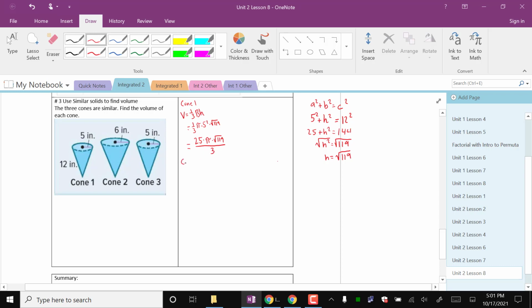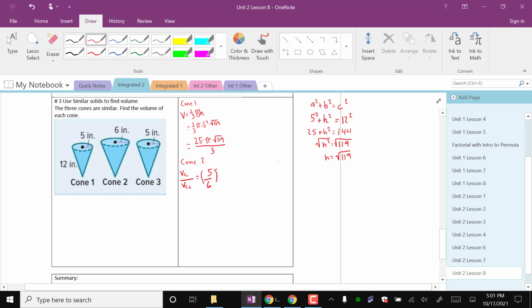Now we want to find cone 2. We're going to have to do a little bit of work to find cone 2. We know that cone 2 is similar to cone 1. The scale factor for cone 1 to cone 2 is 5 to 6. That's where we got it from, the radii. So to find the volume of cone 2, the volume of cone 1 divided by the volume of cone 2 equals that ratio we came up with: 5, because the 5 is connected to cone 1, over 6, because that's connected to cone 2.